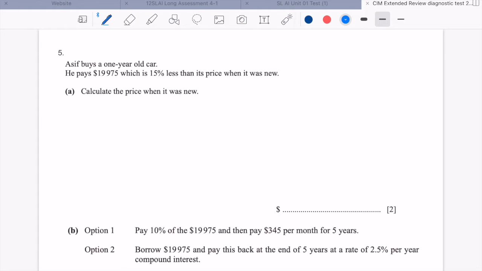So that means that we had an original price and we decreased that by 15%. So that means that I'm finding 85% of the original, and that gives me my answer of $19,975. And then I can either end solve or I can rearrange it. So either of those methods is fine, and that gives me 23,500.